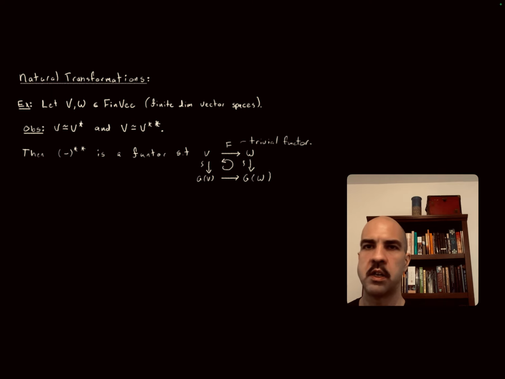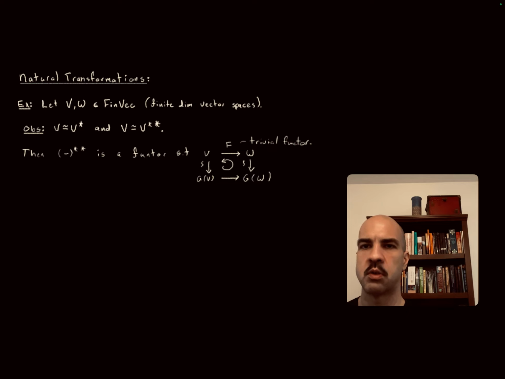The next element we need to define sheaves is natural transformations. The motivating example for a natural transformation comes from the category of finite dimensional vector spaces. If you take two objects in this category and we look at the dual space, well, there's always this isomorphism from V to its dual. And similarly, if you apply the dual operator twice, you get the first vector space back.